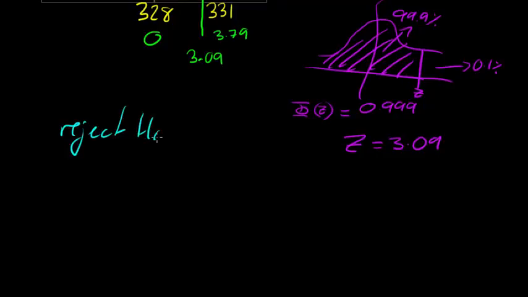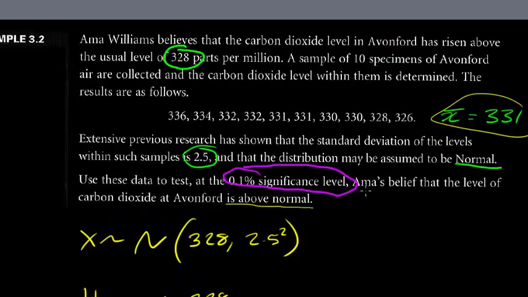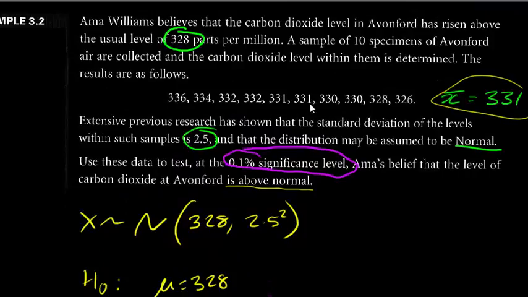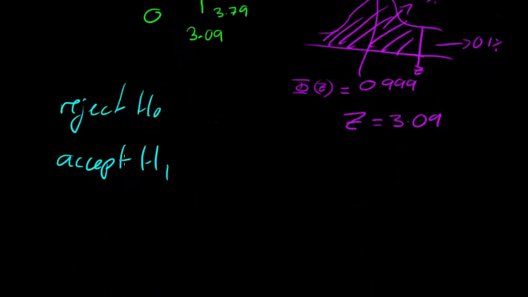and I'm going to accept H1, and obviously my conclusion is that, and let's just get back to the question, and don't forget to write your conclusion. At the 0.1 significance level, there is enough evidence to say that the carbon dioxide level in Avenford has risen above 3.28. Or just risen, will be fine. And so you've got to put it not just in context of the maths, i.e. H0 reject and H1 accept, but you've also got to put it in context of the question.